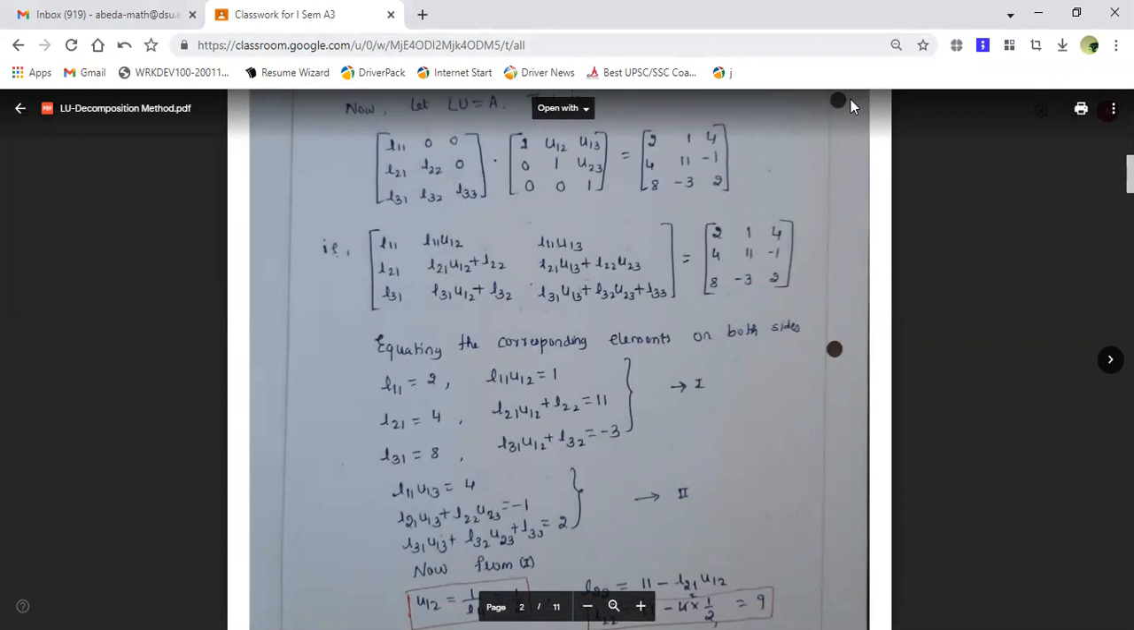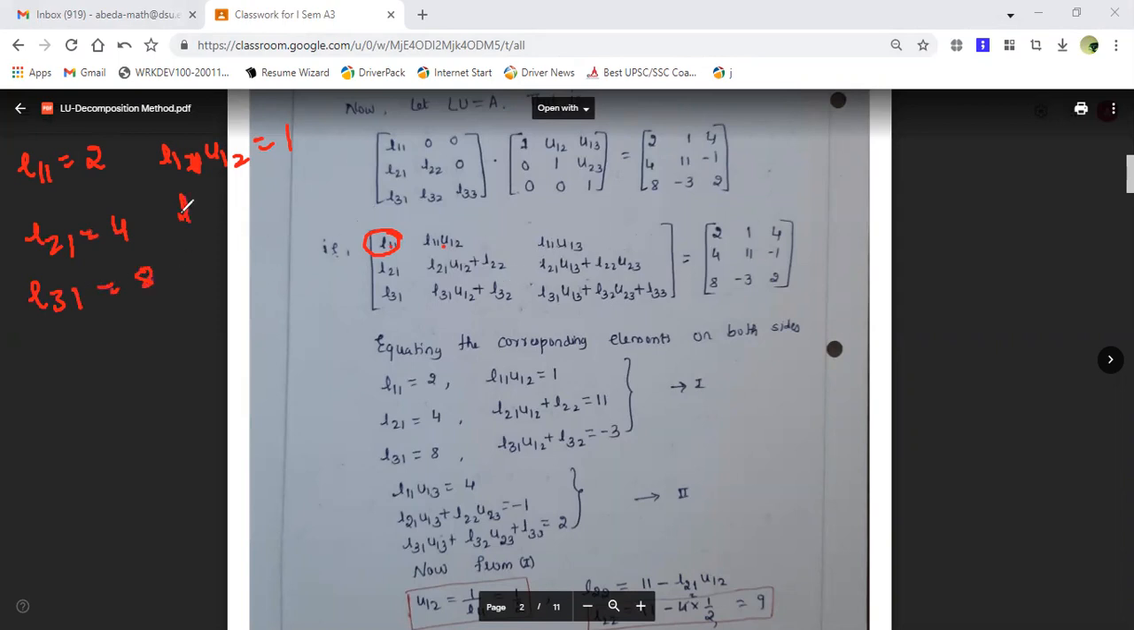Now what I do here is equate the corresponding elements on both sides. Here you can see clearly L11 is equal to 2. And from this I'll be getting L11 into U12 is equal to 1, and similarly L21 is equal to 4 and L31 is equal to 8. Similarly, all coefficients you can equate.